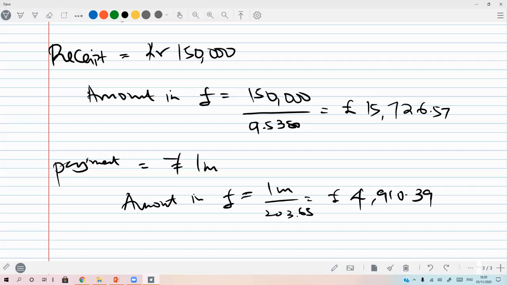The easiest way is to determine what your position is. Am I paying or receiving? If you're receiving, use the quotation that gives you less. If you're paying, use the quotation where you pay more. That's the easiest trick when it comes to dealing with this question.